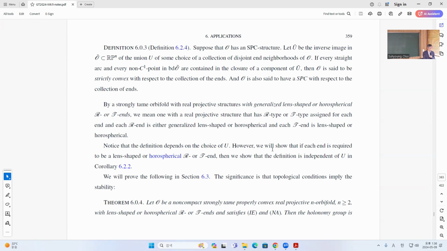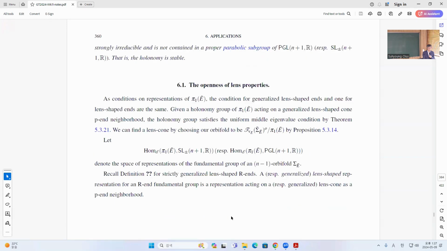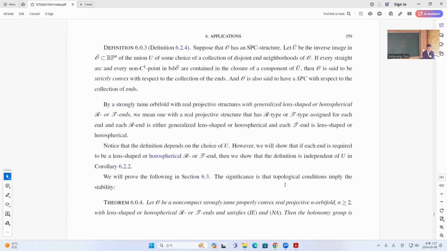So it does depend on U, but if you have these cases, it will be independent of the choice of U. At the moment, this is dependent on U because of the collection of end neighborhoods here, but you can actually make it into ends here. So theorem 6.04 is that if it satisfies I and NA, and has only horospherical or lens-shaped ends, then this holonomy group is strongly irreducible, and it's not contained in any parabolic subgroup. Okay, so it's stable. That's what we'll prove in 6.3.